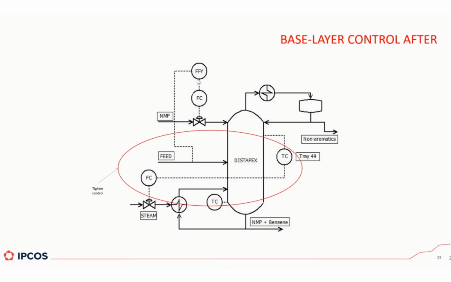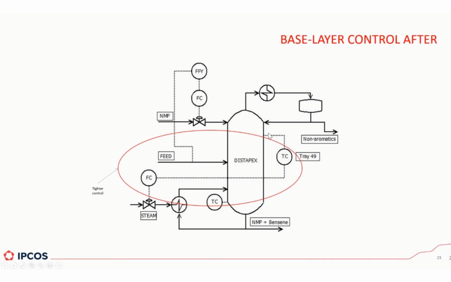So what we discovered while doing this is that, although this is tray 49, way up the column, it is the steam to the column which had the biggest impact on this temperature. And that is the change that we proposed and implemented there.